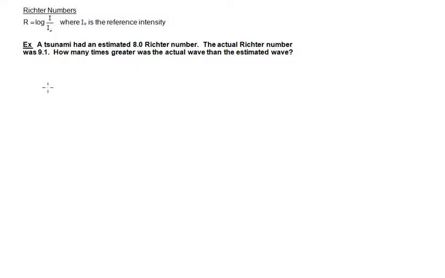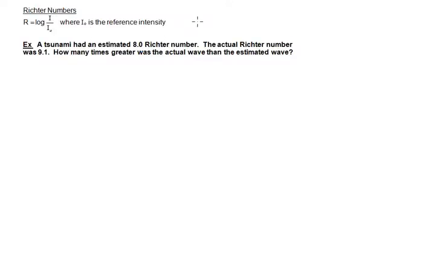Richter numbers are often used to measure the strength of earthquakes, or as in this case, tsunamis, and they are an example of a logarithmic application. And the formula given here is that the Richter number is equal to the log of the ratio I divided by I0, where I0 is a reference intensity.